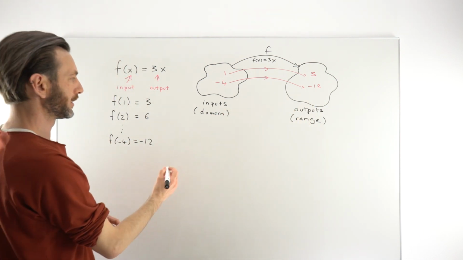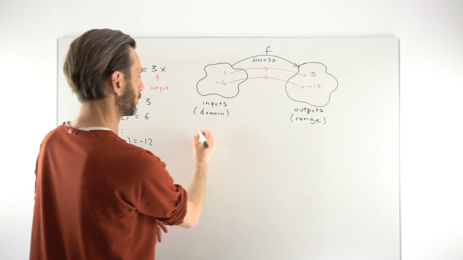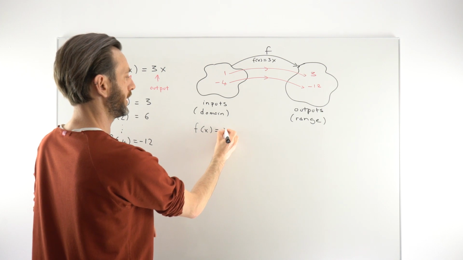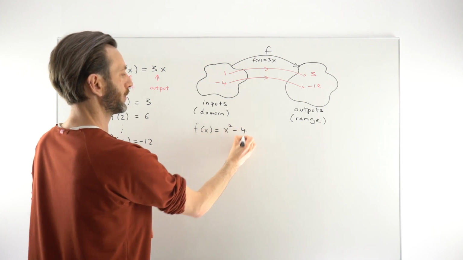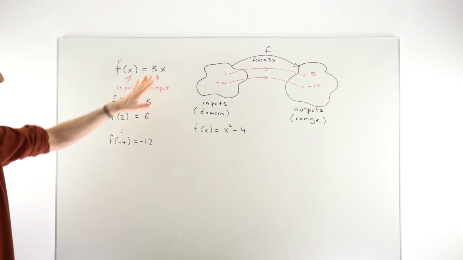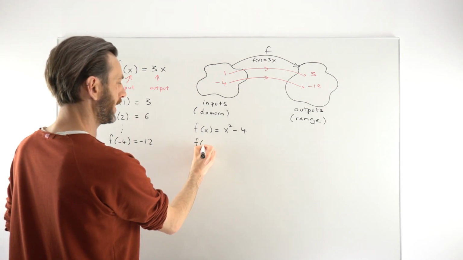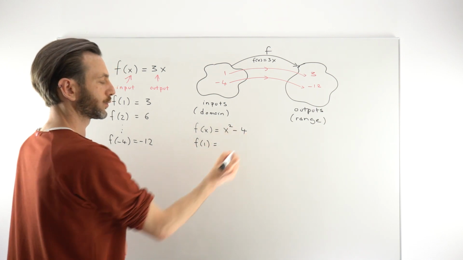So just to take maybe another example, let's have a look at the function f of x equals x squared minus 4. So similar-ish to the first one, maybe a little more complicated. If we start putting values into that, so f of 1, that would be 1 squared minus 4.